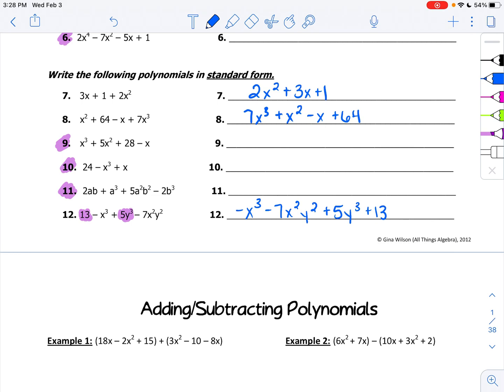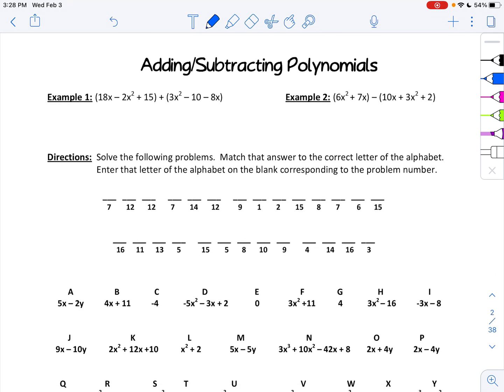Now that we can classify and put them in standard form, let's look at adding and subtracting polynomials. This is something that we have done before, and we've done it a few times. We've just not necessarily put this name on it. So adding and subtracting polynomials is simply combining like terms. So let's write that underneath it, combining like terms. The only thing you want to be careful of is when you're subtracting, so like in this second example, when you're subtracting, you want to make sure that you distribute that negative before you subtract. And we'll look at that in just a minute.